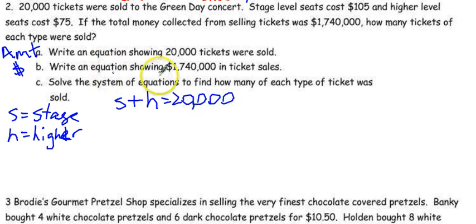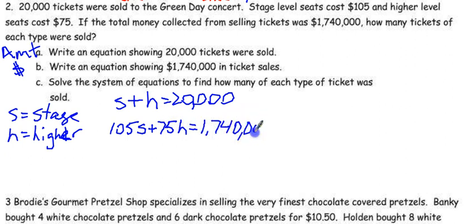Now, for our money equation, there were this many sold, and so we need to take the amount sold and multiply that by the cost of each. So, $105 for a stage plus $75 for a higher level. Altogether, they made that big money, $1,740,000. Okay? So this one would be a good one to do by elimination or substitution. I did the first one substitution. I'm going to do this one elimination.